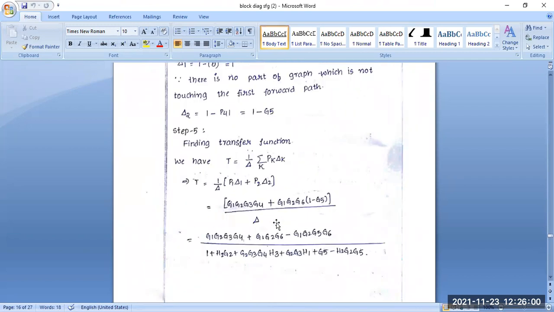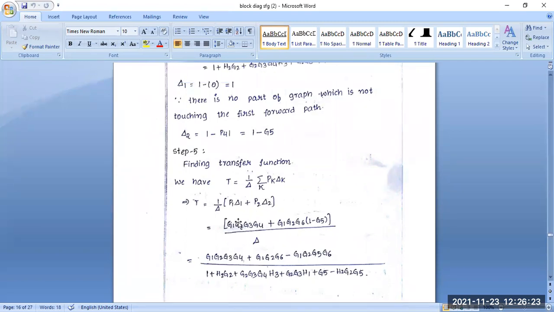The last step is step 5, finding the transfer function using the Mason gain formula. T equals 1 by delta, summation of k from 1 to k, of Pk and delta k. Here there are two forward paths, so it is 1 by delta, P1 delta 1 plus P2 delta 2. So you can easily put in the values.